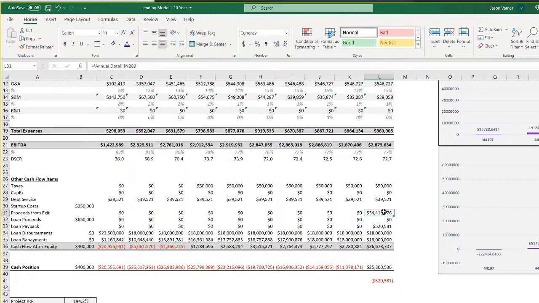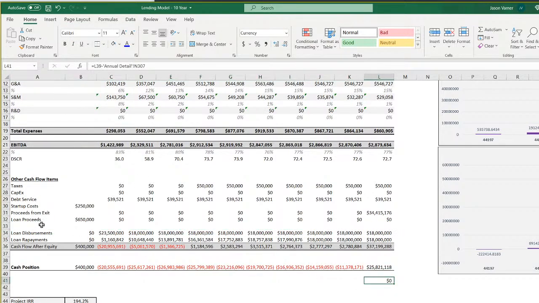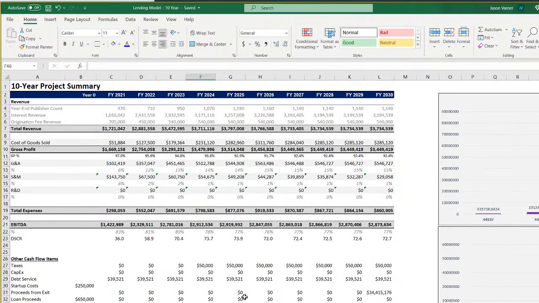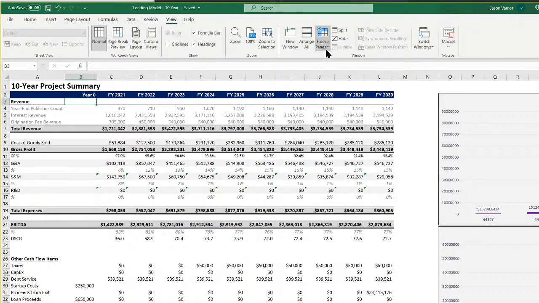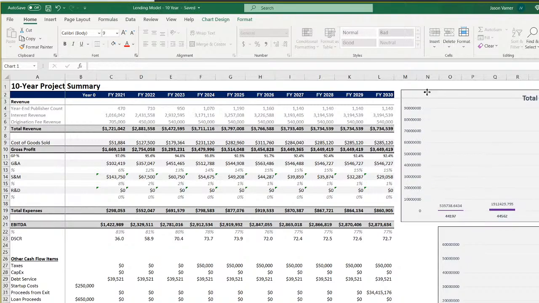So this 34 million in the annual detail is already counting this. So if we clear this out, it should match, which it does. That makes sense. Okay, so that's fine. Okay. We'll lock this here. These can come over a little bit.